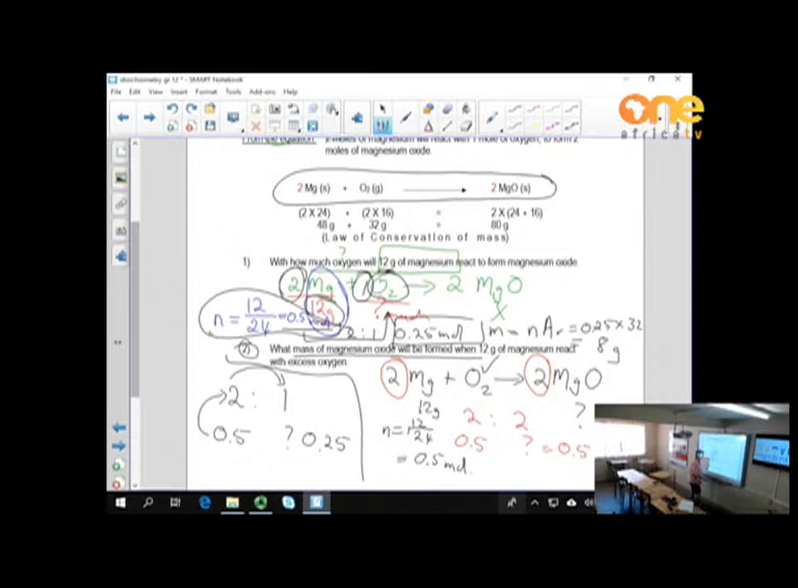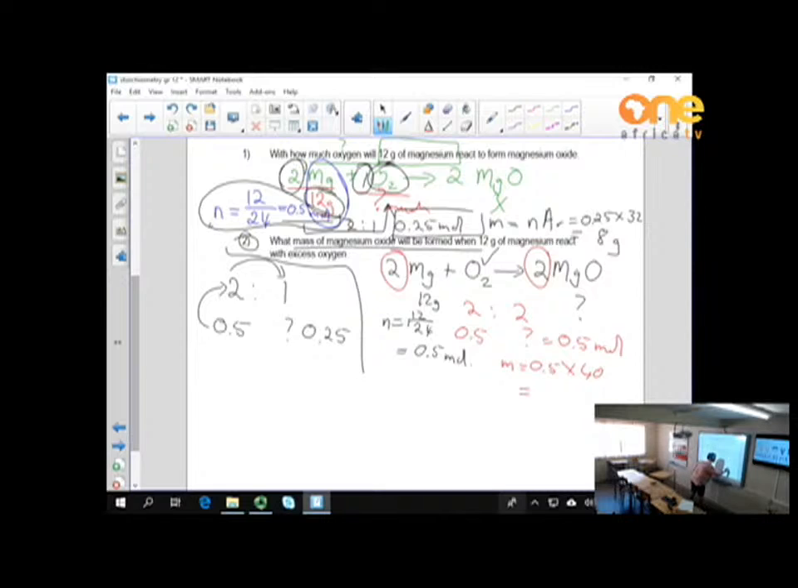Okay? We don't want the number of moles, we want mass. Number of moles times the formula mass for magnesium oxide. Magnesium is 24 and oxygen is 16, so 24 plus 16 is 40. So 0.5 times 40 will equal a mass of 20 grams. So 12 grams of magnesium will react with excess oxygen, and it will form 20 grams of magnesium oxide.